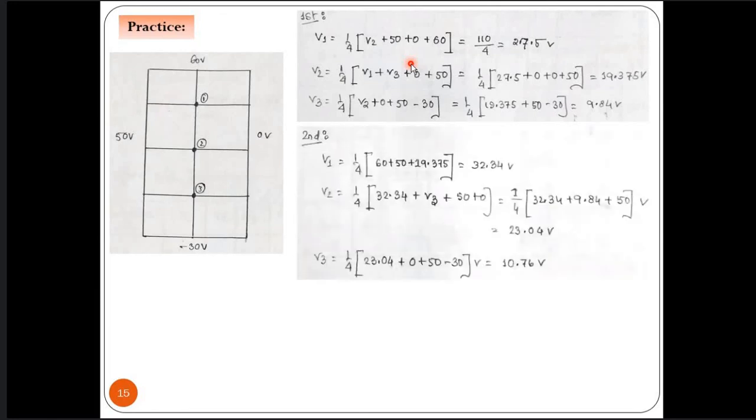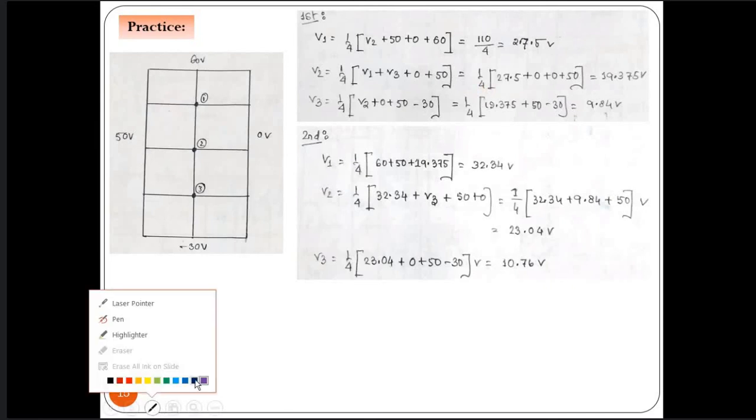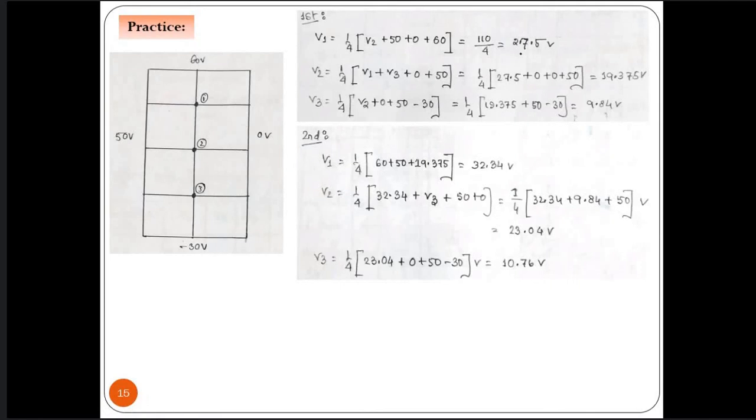Now you move to the second iteration. So in the second iteration, again you have to write down the same equation, but you have to consider the previous value. In that case, you see, in place of V1, it is written 27.5. Okay. Similarly, in that case, in place of V2, it is written as 19.375.